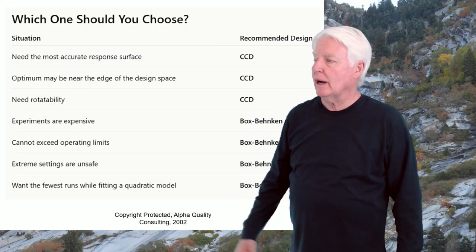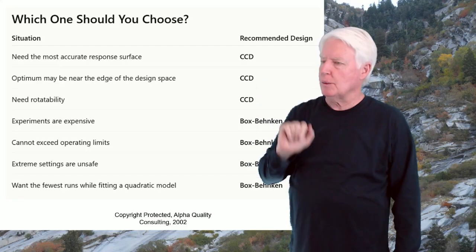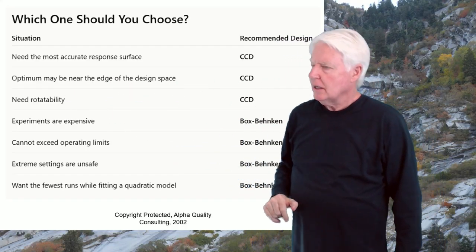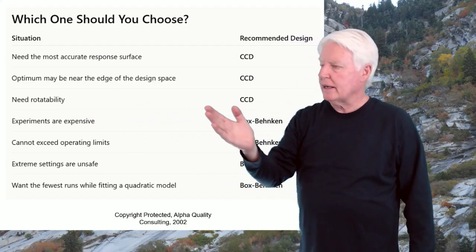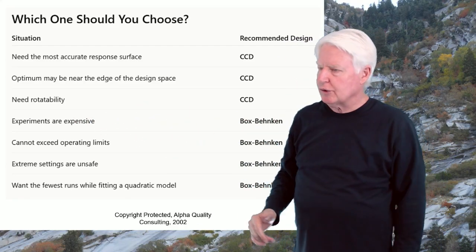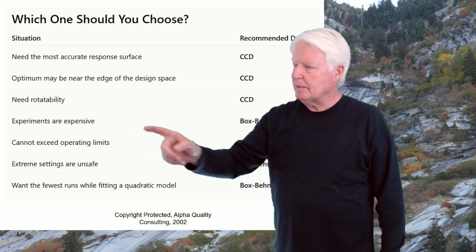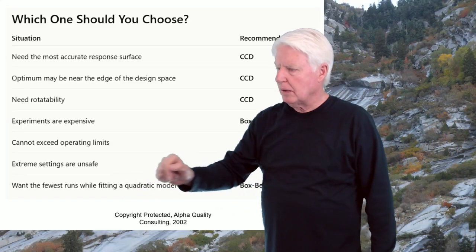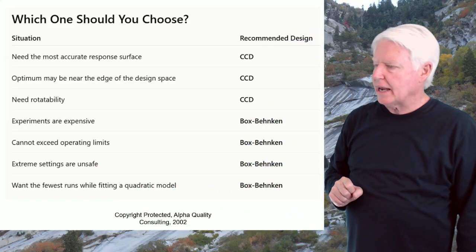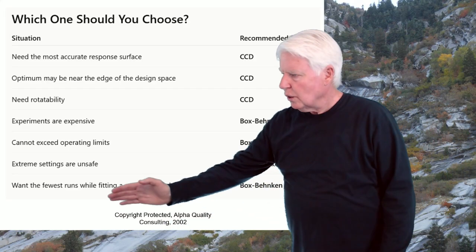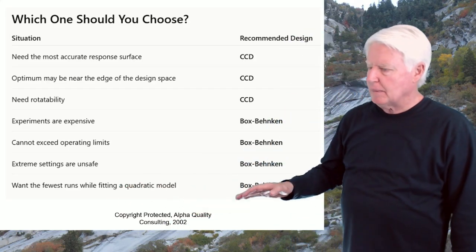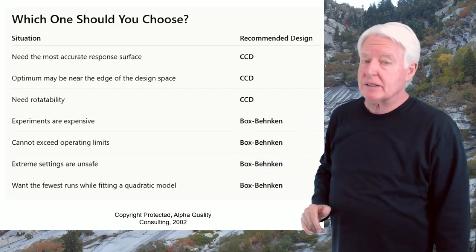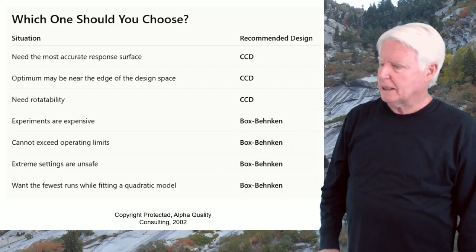Which one should you choose? Well, if you need the most accurate response surface, you want to use CCD, Central Composite Design. Optimum may be near the edge, you want to use Central Composite Design. Need rotatability, meaning you can predict across that whole surface, yeah, CCD. Experiments are expensive, Box Behnken. Cannot exceed operating limits, Box Behnken. Extreme settings are unsafe, Box Behnken. Want the fewest runs while fitting the quadratic model, especially when finding the optimum, it does pretty good with the optimum as long as the optimum is not near the edges. And Box Behnken for that one.